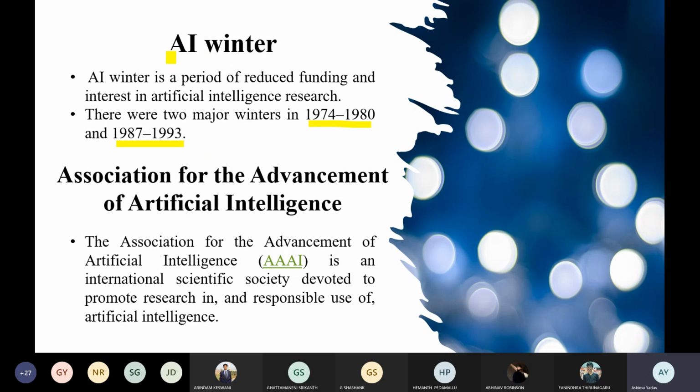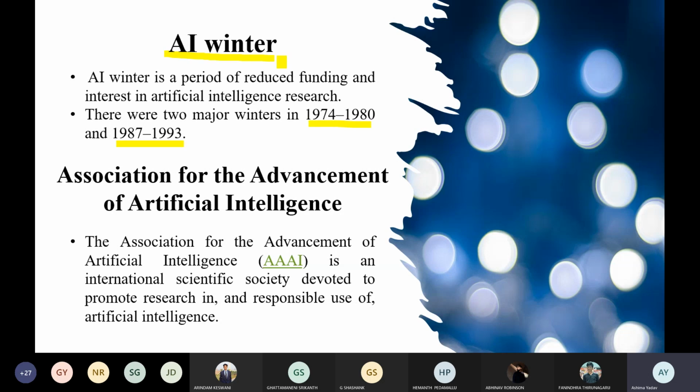So it is a time when the area of AI gets reduced funding, because the people in AI are not giving so many inventions, or so much effort is not being put into this area. That's why this area is getting less popular. So funding is reduced, and maybe the projects people are doing are failing again and again, if they are not able to come up with something great.